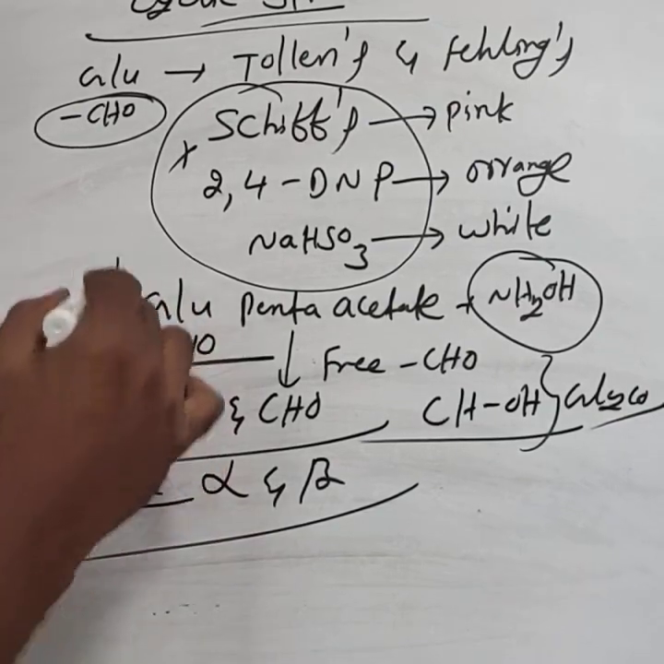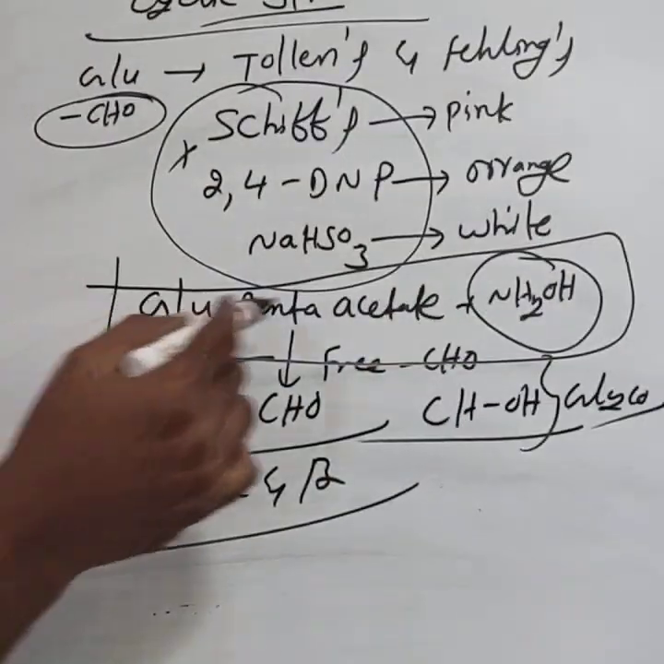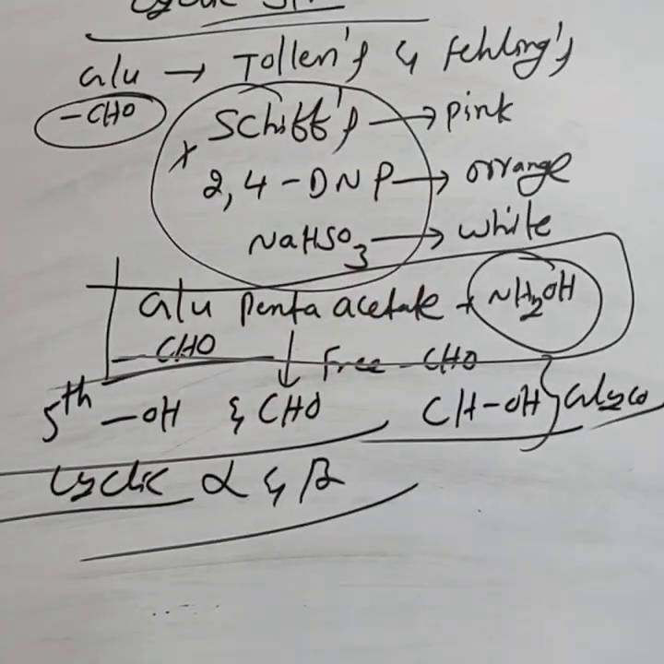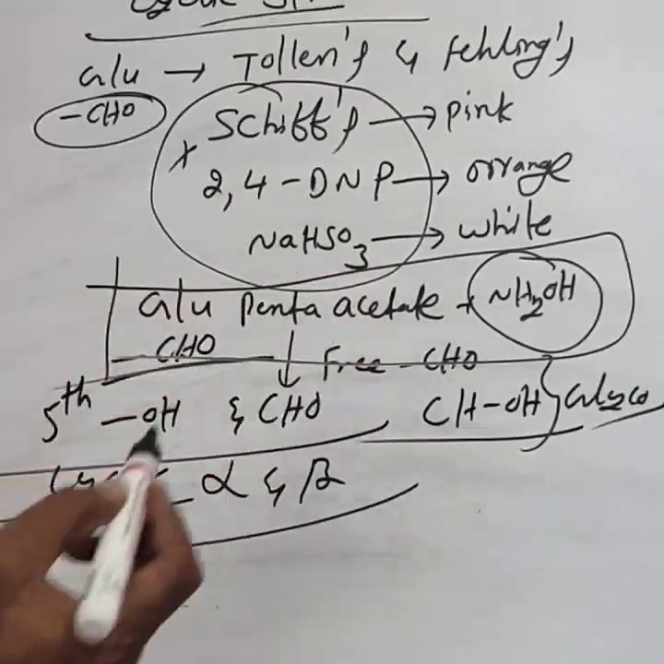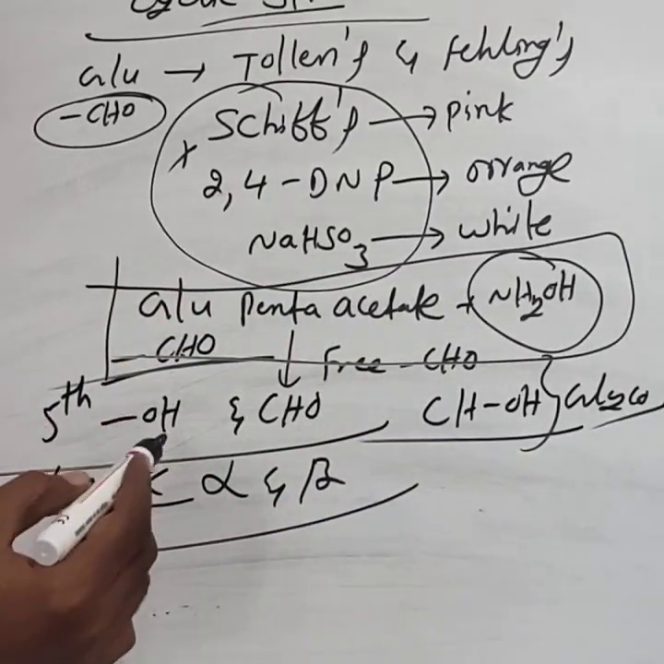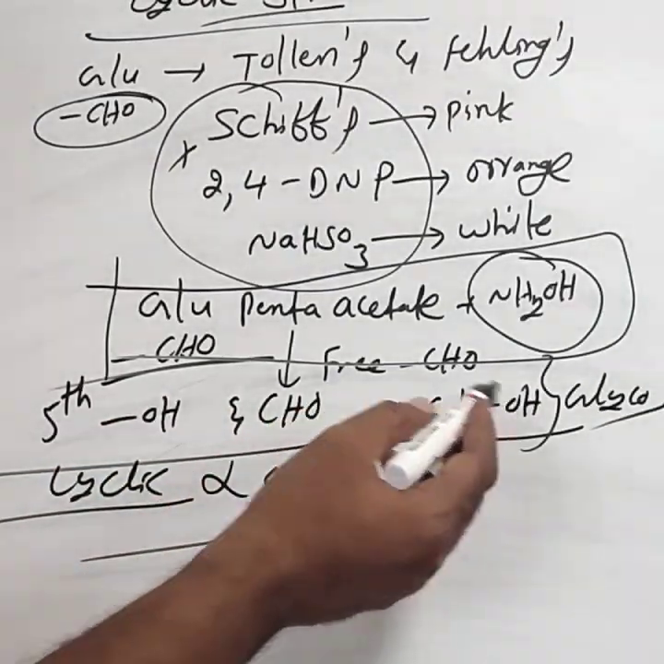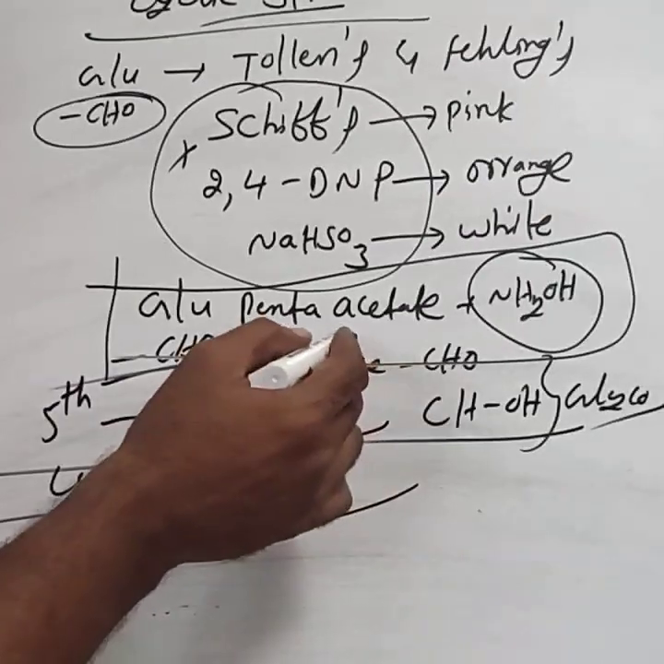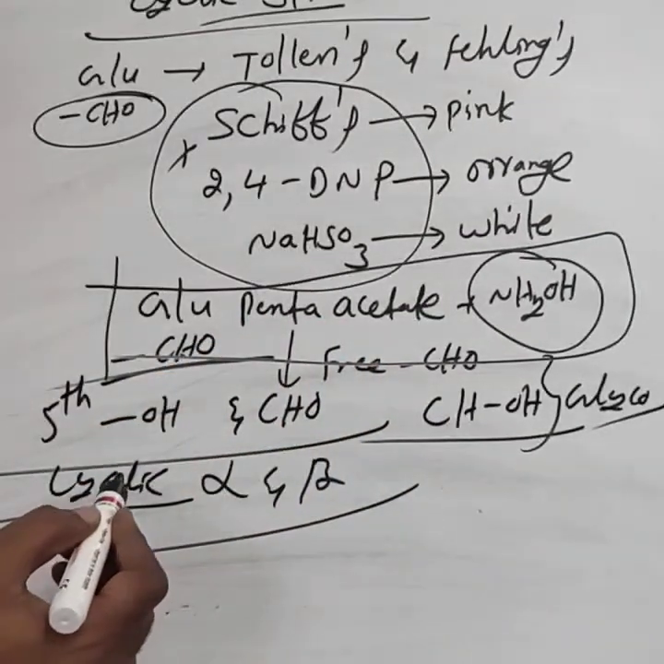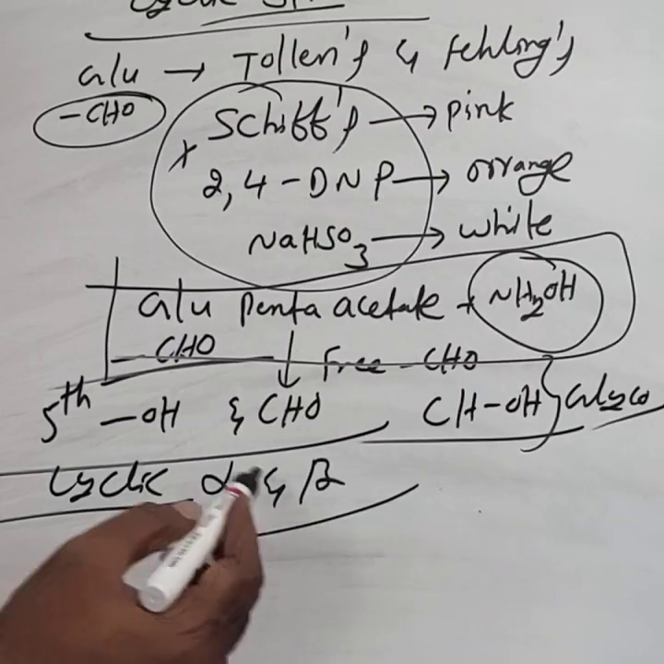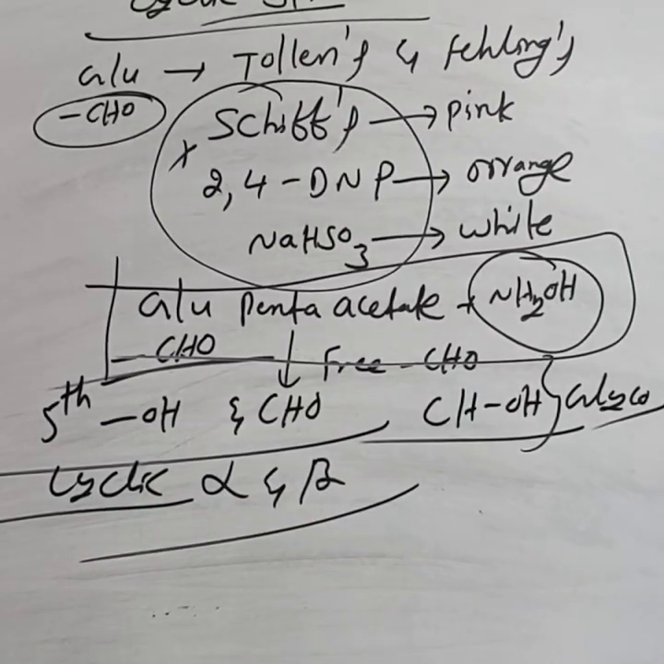They can ask this question for 1 mark: why does glucose pentaacetate not react with hydroxylamine? You have to mention that in glucose pentaacetate, the fifth carbon atom OH group and CHO group form CHOH, and thereby the aldehydic group is not freely available, and glucose exists in two cyclic forms called alpha and beta form. Next you can write the cyclic structures of glucose, that is the alpha structure and the beta structure.